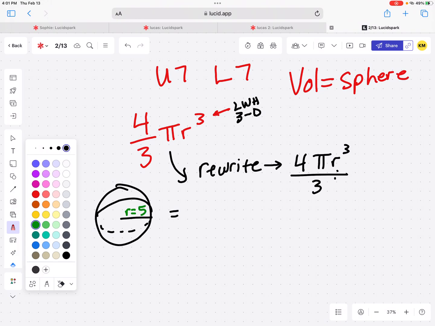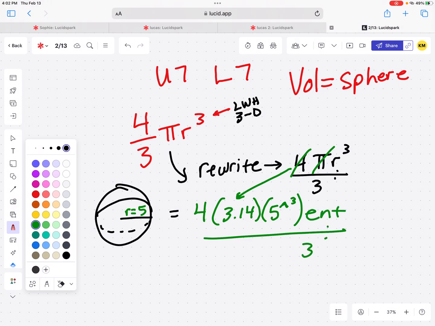So we're just going to put this into a formula. 4 times pi, 3.14, done. 5 is my radius, and I'm going to do it to the power of 3. It's the little mountaintop button on your calculator. Then you press enter, and then you're going to divide that by 3. So let's do that. This is what we get.